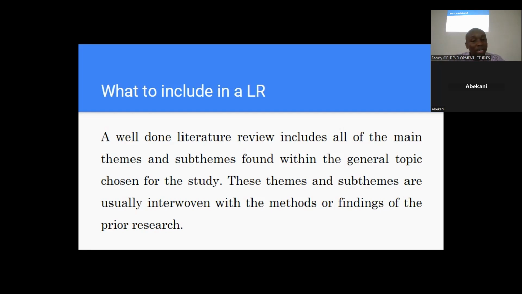So you discuss the sub-themes, you see, that's number one, and the themes, but also at the same time, you discuss the methodology, which were used by previous scholars to reach to those findings. So it should be basically a three element you should add. First, you add the themes and sub-themes, the methodology used, and the result or the findings of the previous research.